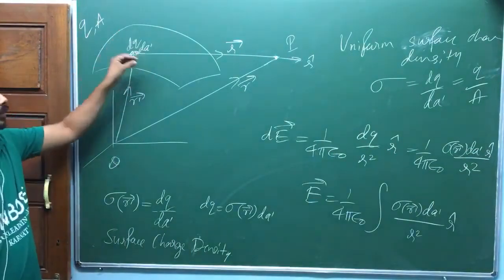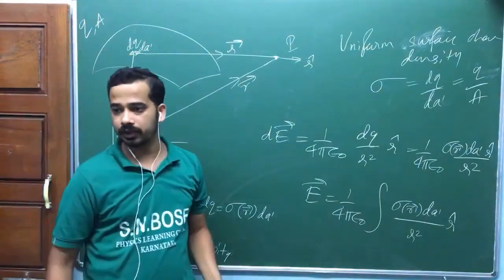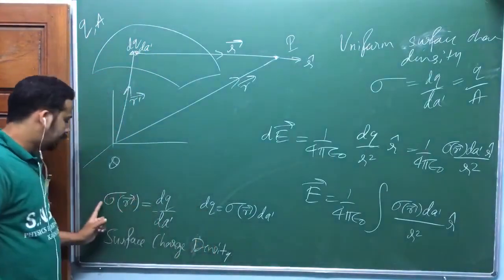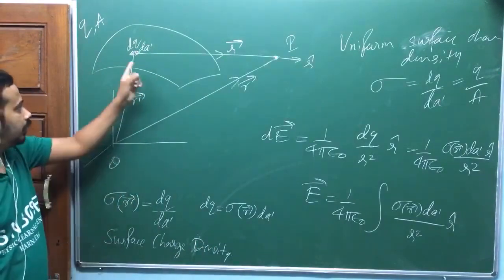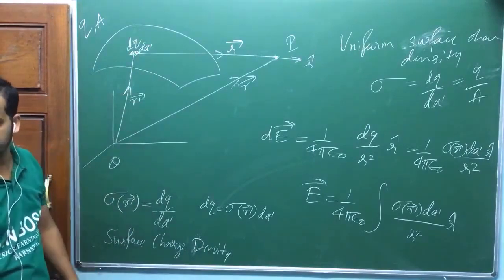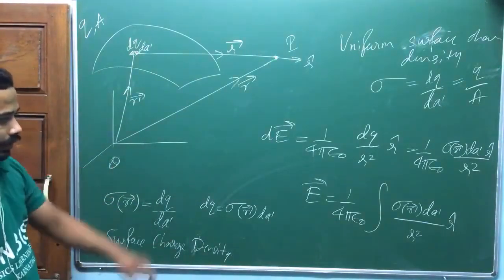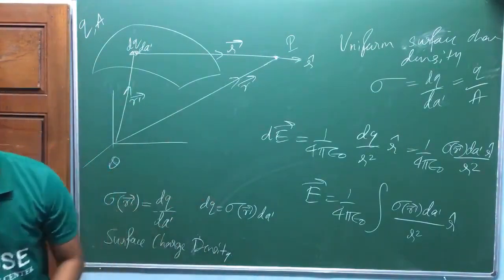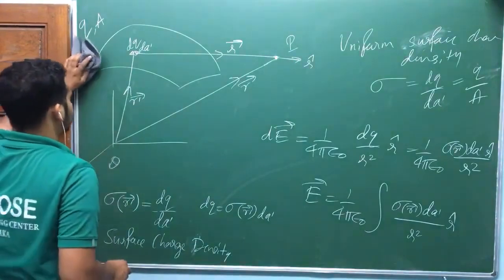Sometimes dq may change. If you take a different patch of the same area, dq may be different. Then we say the charge density depends on the different position. Yes, you can write like this. We shall see how to do this kind of integral. This is in case of surface charge distribution. Shall I move on?